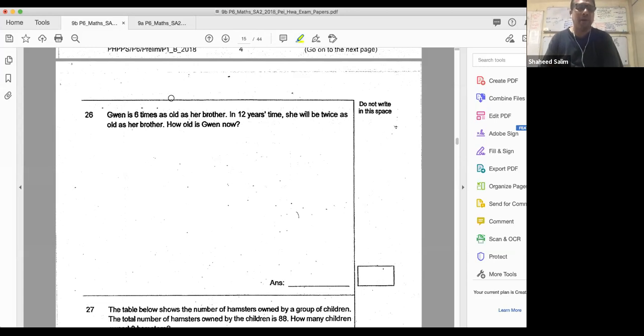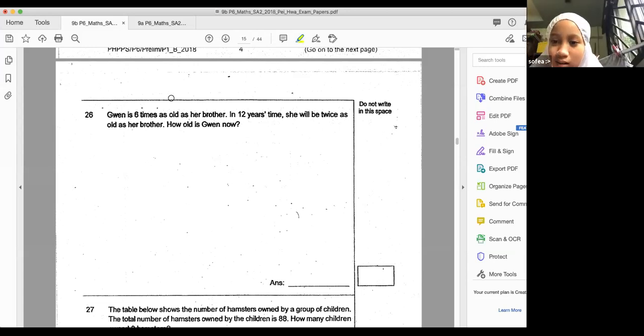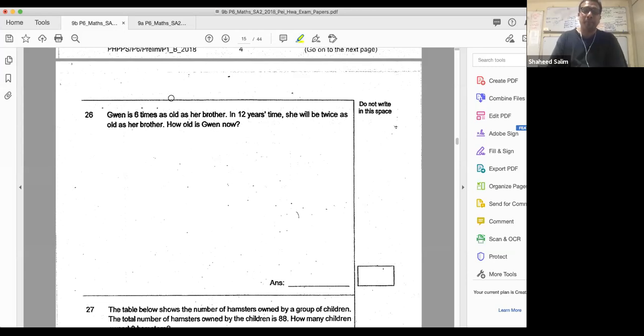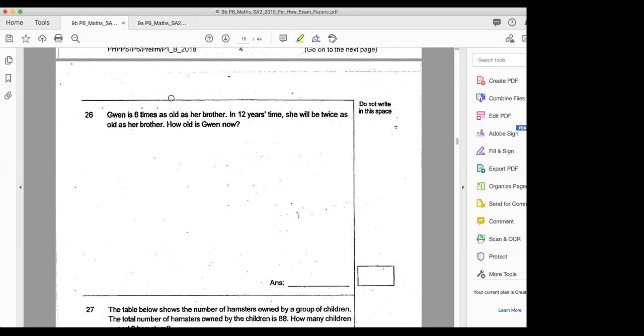Anyone else want to show me your model? Once you draw, you can find out. I will show you shortly. Okay, Ms. Zahira, can? Okay, good. Shafika, are you okay? Good. Rahana? Rahana, come back. Can? Can, good.